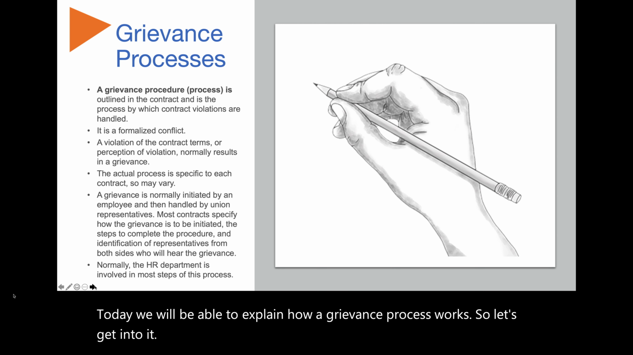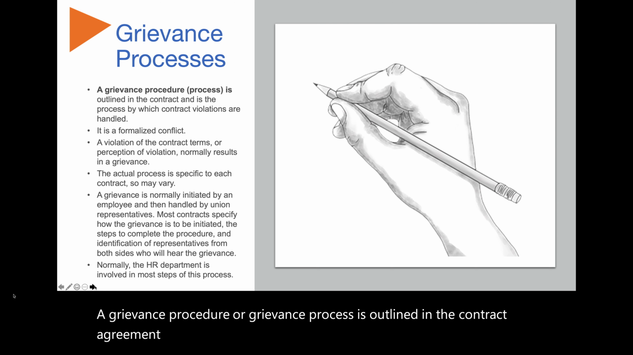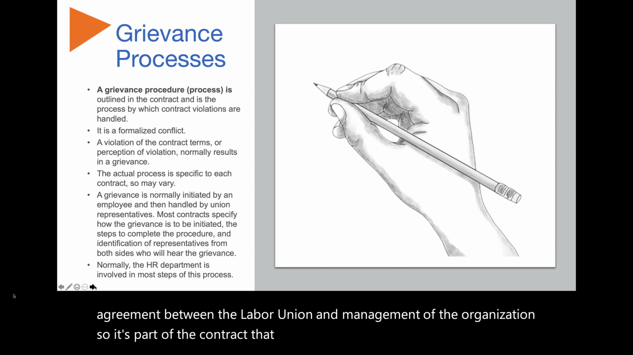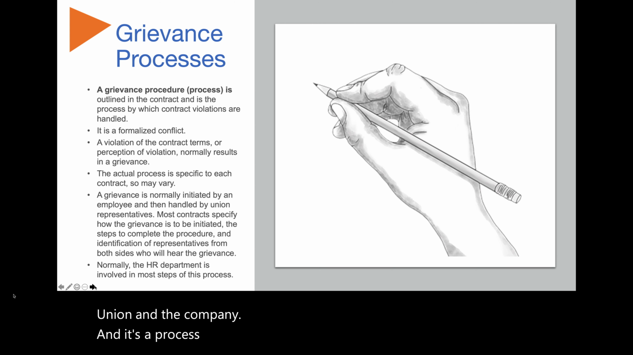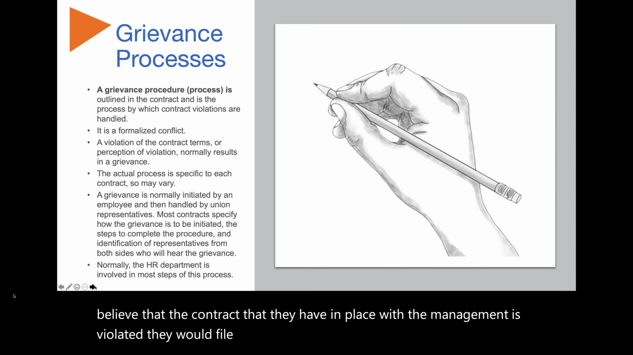A grievance procedure or a grievance process is outlined in the contract agreement between the labor union and management of the organization. So it's part of the contract that exists between the labor union and the company. And it's a process by which contract violations are handled. So if employees believe that the contract that they have in place with the management is violated, they would file a grievance. So in that sense, a grievance is a formalized conflict.